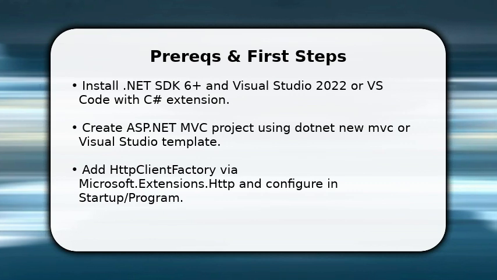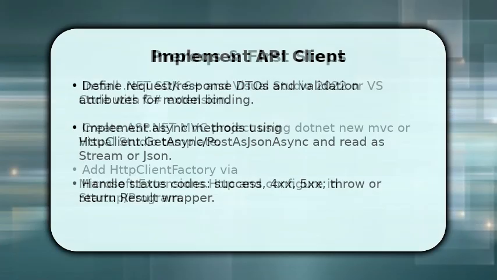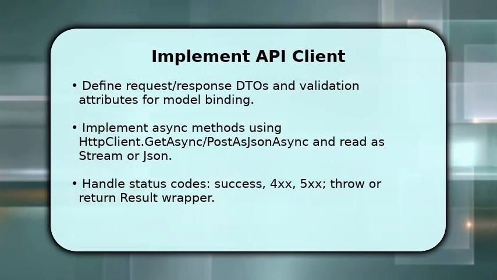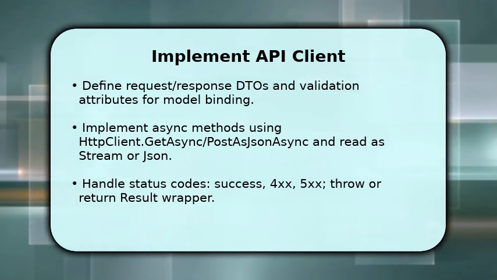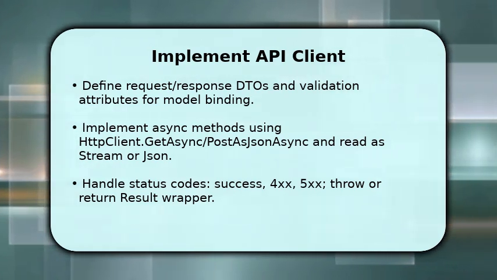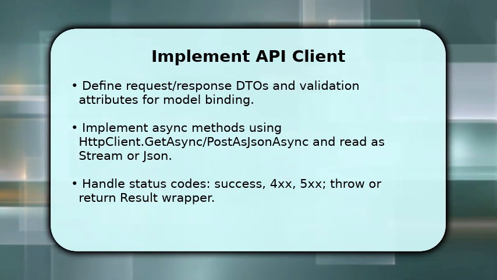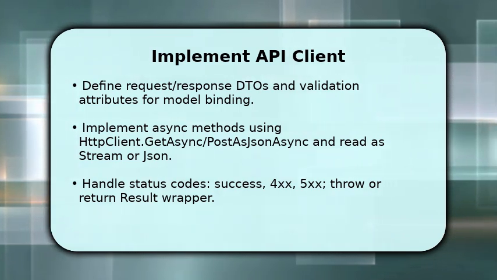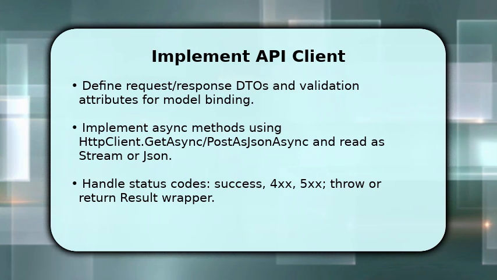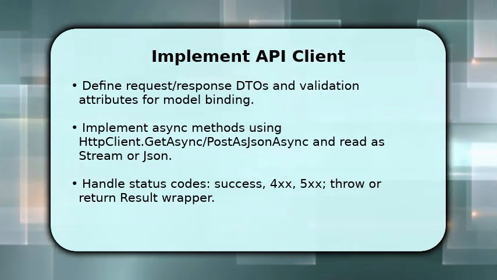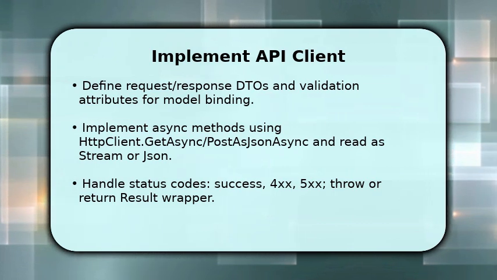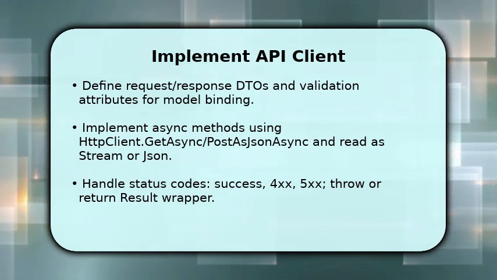testability. Once the client is registered, implement async methods that serialize DTOs and parse JSON responses using System.Text.Json or Newtonsoft. You call HttpClient methods and check response.IsSuccessStatusCode. If not, read error content and map to exceptions or a result object. Make sure to use cancellation tokens and configure reasonable timeouts. For POST or PUT, use PostAsJsonAsync to keep code concise.